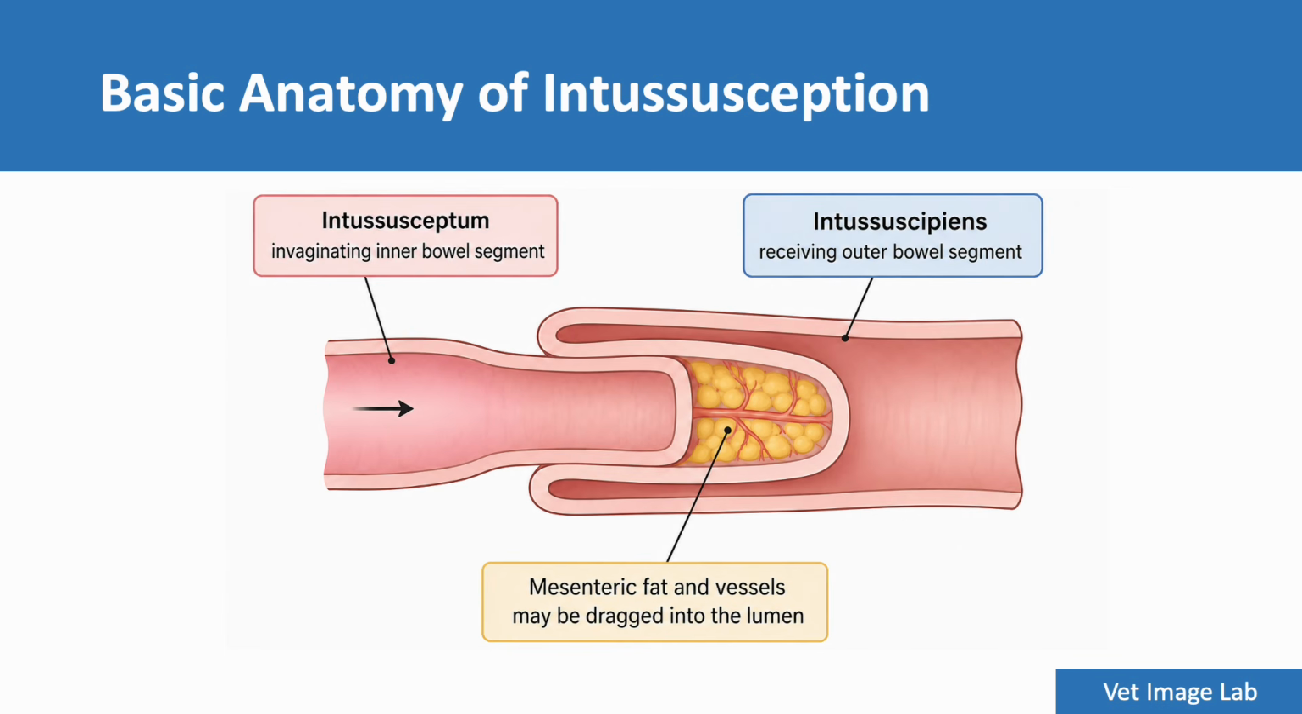Intussusception is a condition in which one segment of the intestine invaginates into the lumen of an adjacent intestinal segment. The intussusceptum is the inner bowel segment that invaginates into another segment of intestine. The intussuscipiens is the outer receiving bowel segment that surrounds the intussusceptum. This creates a characteristic bowel-within-bowel configuration. As the bowel segment moves inward, mesenteric fat and mesenteric vessels can also be dragged into the intestinal lumen.